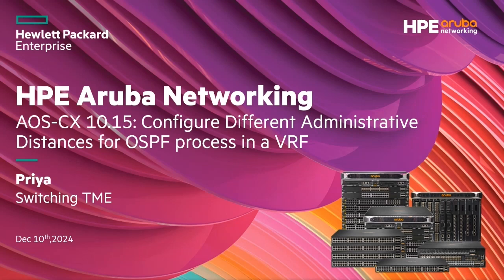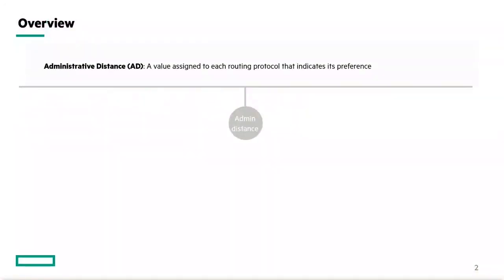Hello everyone, I'll take you through the next update, which is configuring different administrative distances for OSPF processes in a VRF. So let's dive into the feature. Before we get to the feature details, let's talk about administrative distance, which is an important concept in routing protocols. Admin distance is essentially a value assigned to each routing protocol that indicates its preference when choosing routes.